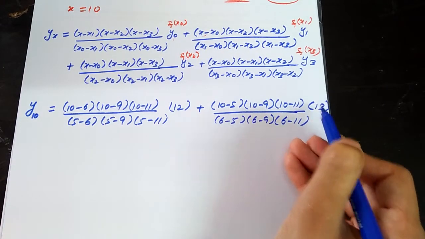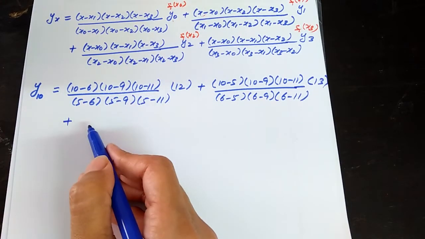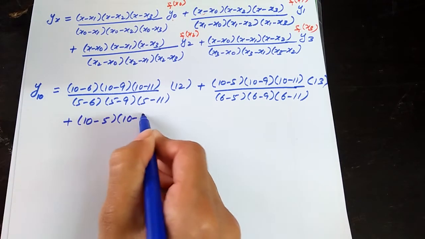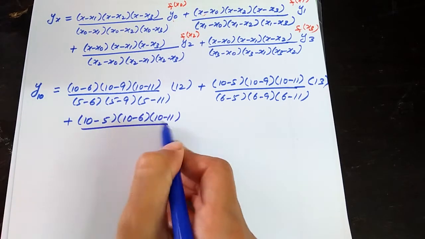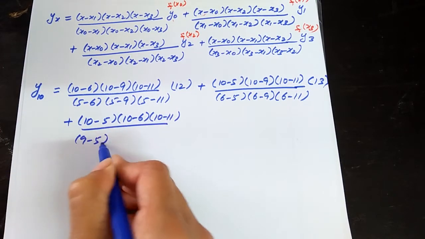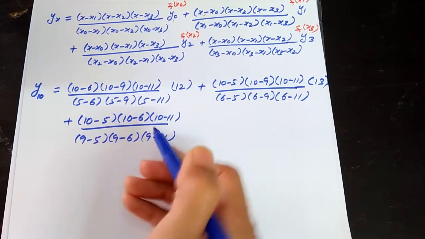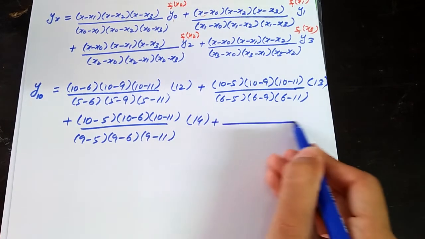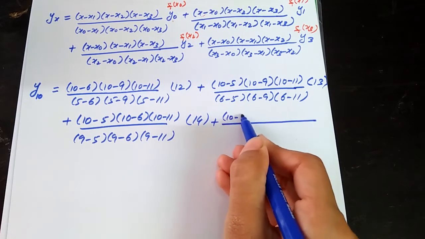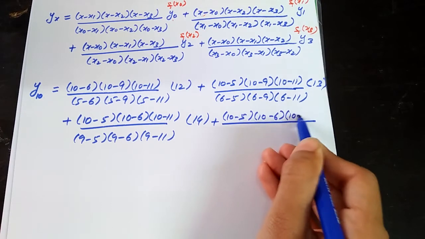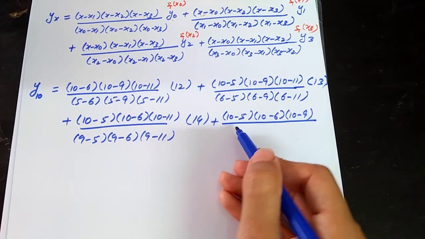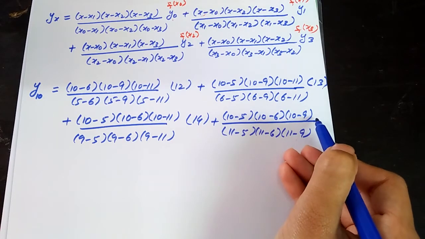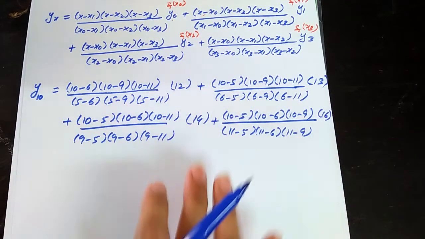y1 is 13. Plus this third fraction, that is basically (10 minus 5)(10 minus 6)(10 minus 11) divided by (9 minus 5)(9 minus 6)(9 minus 11), and my y2 term is 14. Plus the last fraction, which I have to fill: (10 minus 5)(10 minus 6)(10 minus 9) divided by (11 minus 5)(11 minus 6)(11 minus 9), and what is my y3? My y3 is 16. Now open all these terms and solve it.